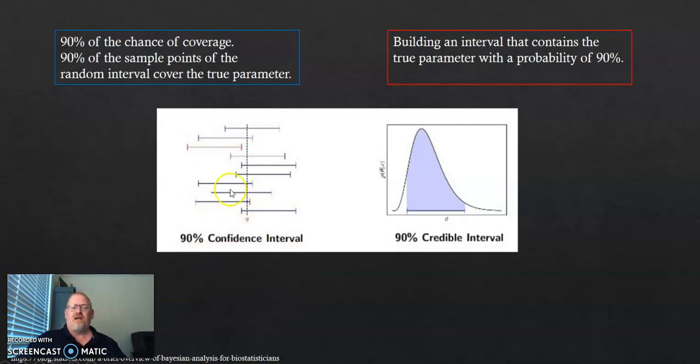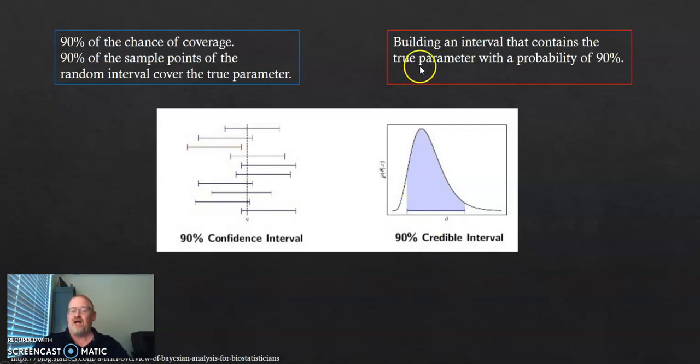On the left-hand side, we have a series of 90% confidence intervals. There are 10 of those here, and if we notice, there's one up here where the parameter lies outside of that interval. So we say we have 90% confidence that our parameter lies within some range of values. But I don't know what those ranges are.